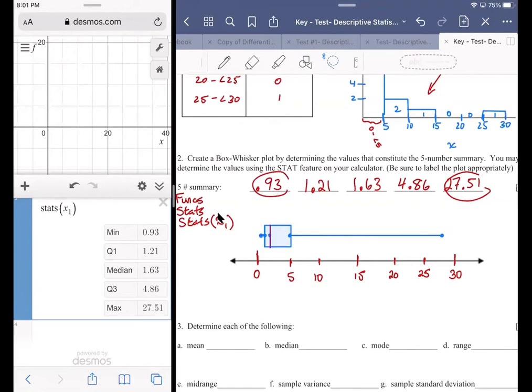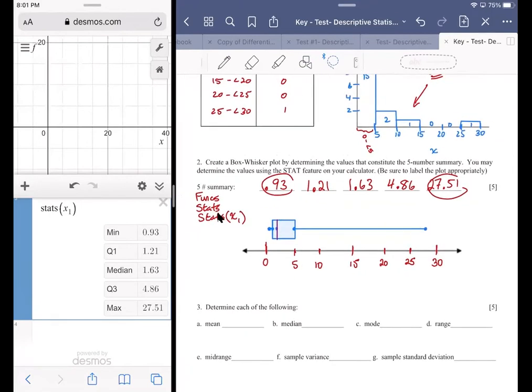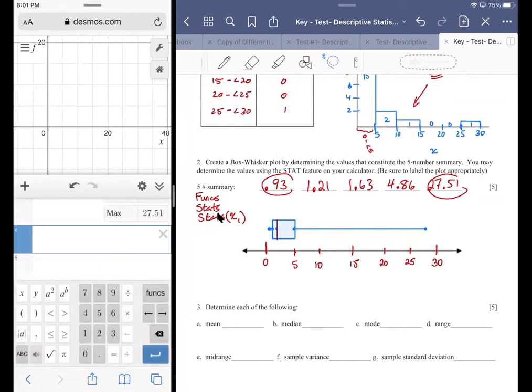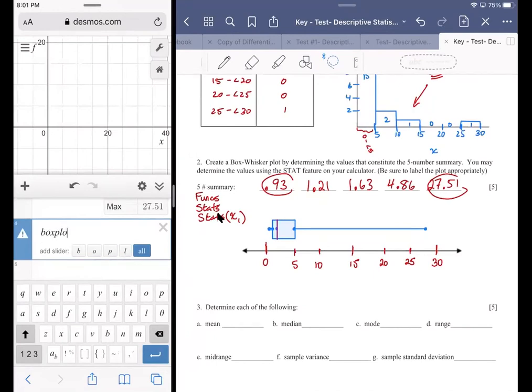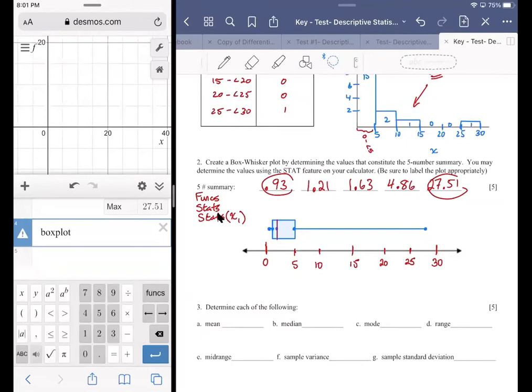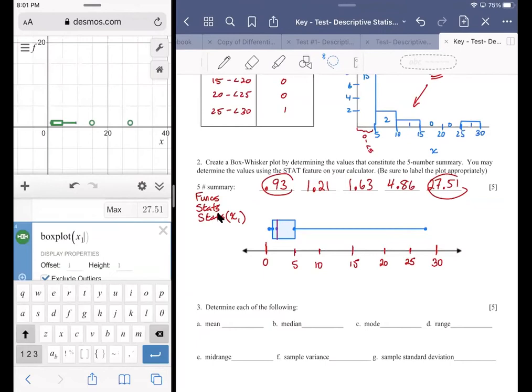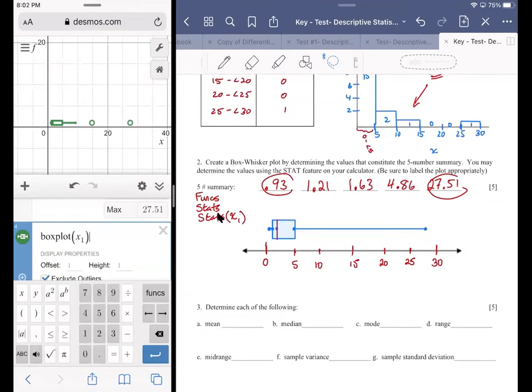All that being said, if you don't want to do it by hand, you don't have to, although that is a work of art that I just produced right there. If you want to do it on Desmos, you need only type box plot. See, it goes from italics to regular font. That's how you know it's a Desmos command. Then type in where you can find the data, or where Desmos can find the data.